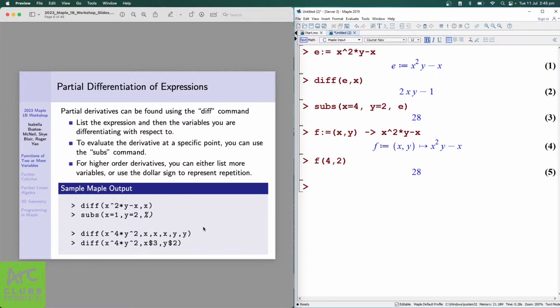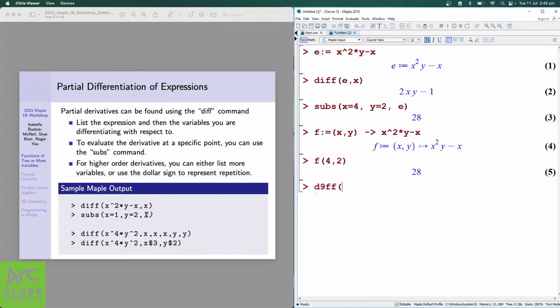Okay, so we can also do partial differentiation of expressions, and we can find those using the diff command. What we want to do is list the expression and then the variables we're differentiating with respect to. If we want to evaluate the derivative at a specific point, we can use the subs command. If we want to find a higher order derivative, we can either list more variables or use the $ to represent repetition.